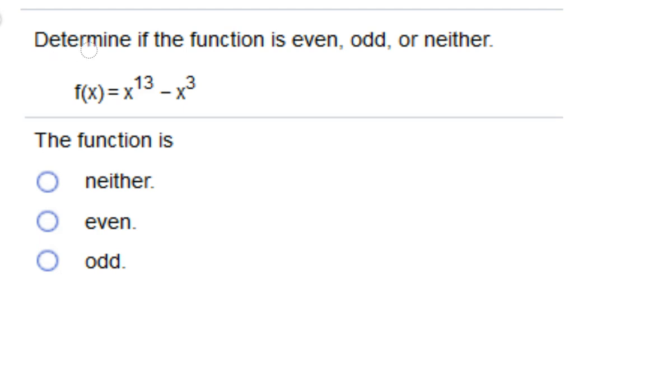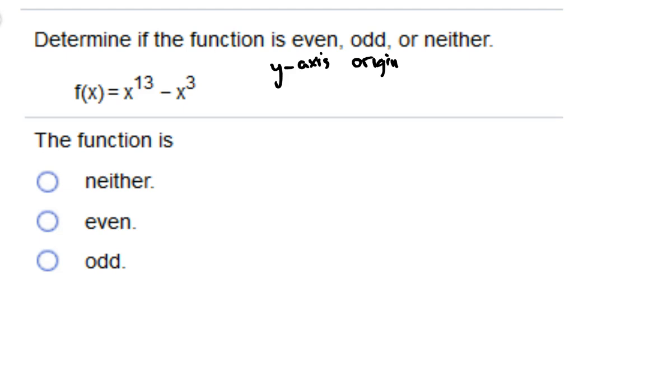The next question says, determine if the function is even, odd, or neither. So an even function is going to have y-axis symmetry. An odd function is going to have origin symmetry.